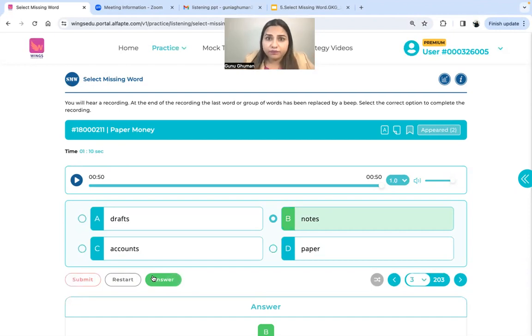Thank you. This is all about your Select Missing Words. Trust the process. You can definitely get your scores in PTE. If you have more doubts on this question, try practicing it. And if you still have doubts, then that's when you should ask your trainer. And if possible, do attend the lesson of this section as well.